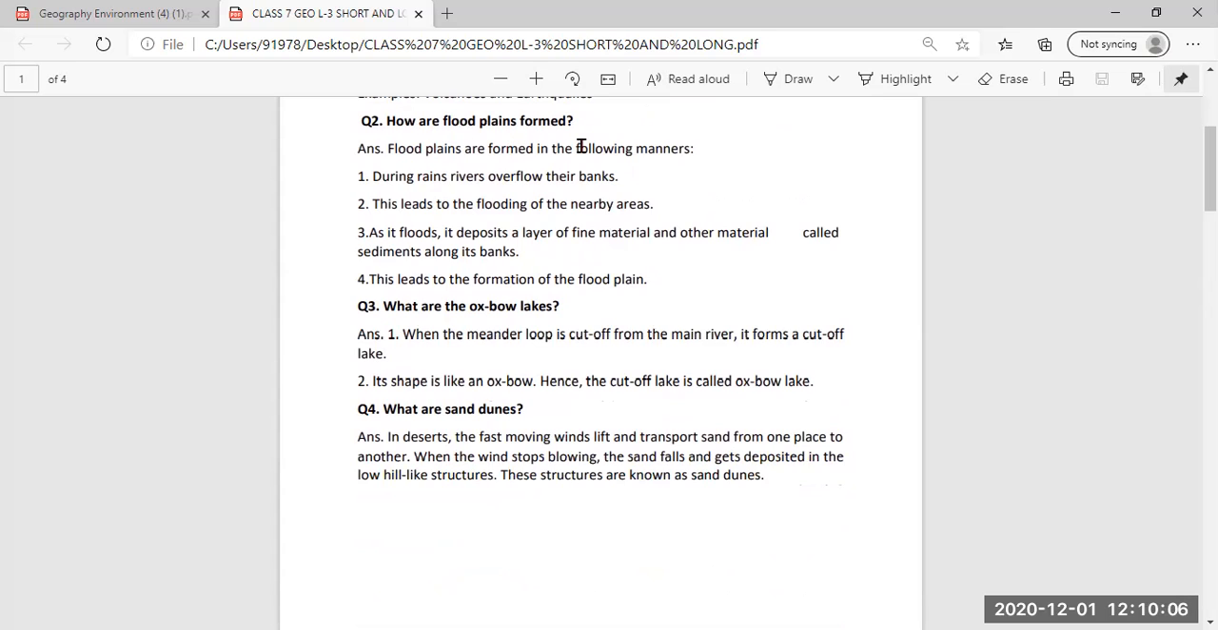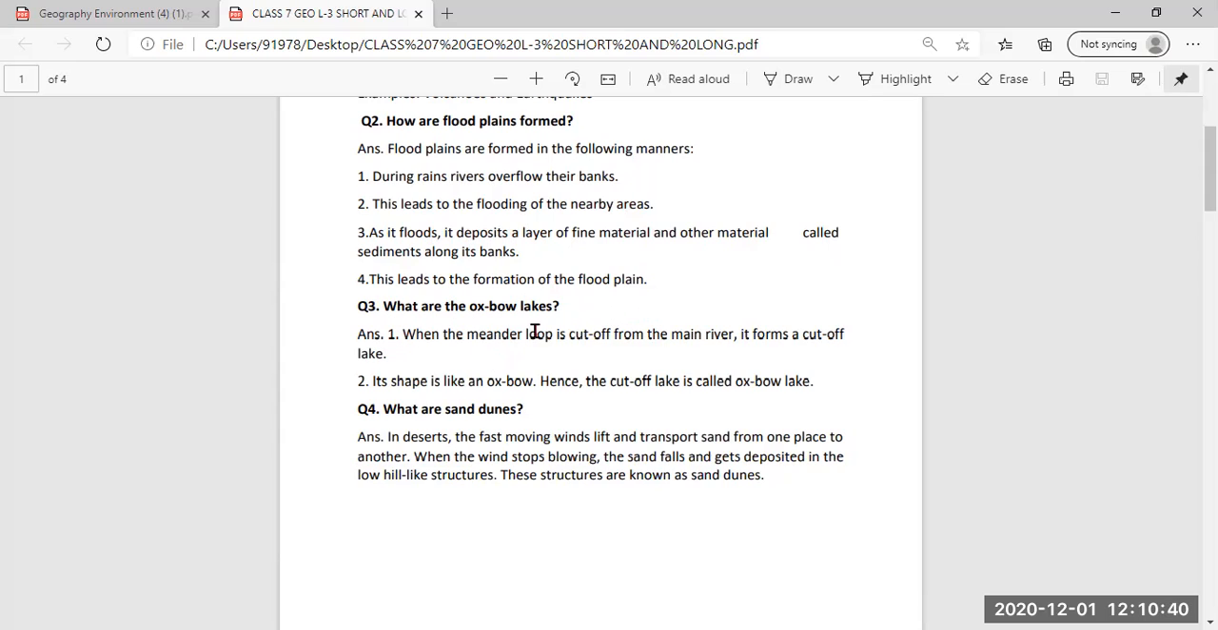Second, how are floodplains formed? Floodplains are formed in the following manner. First, during rains, rivers overflow their banks, and this leads to the flooding of the nearby areas. As it floods, it deposits a layer of fine material and other materials. This layer of fine material is called sediments, which settle down along the banks, and this leads to the formation of a floodplain.